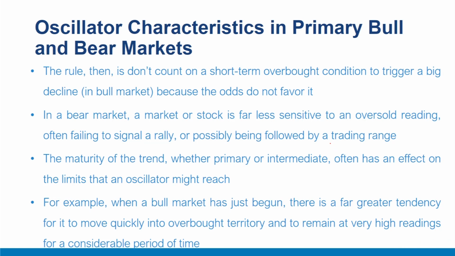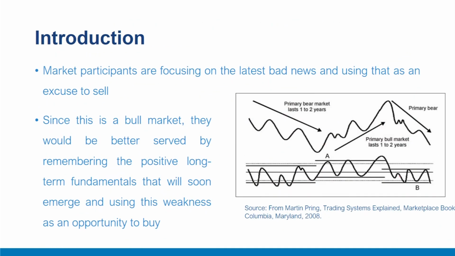An oversold level is a good buying signal in a bull phase. In a bear market, though, a market or stock is far less sensitive to an oversold reading, often failing to signal a rally or possibly being followed by a trading range, as we saw earlier at point B here.